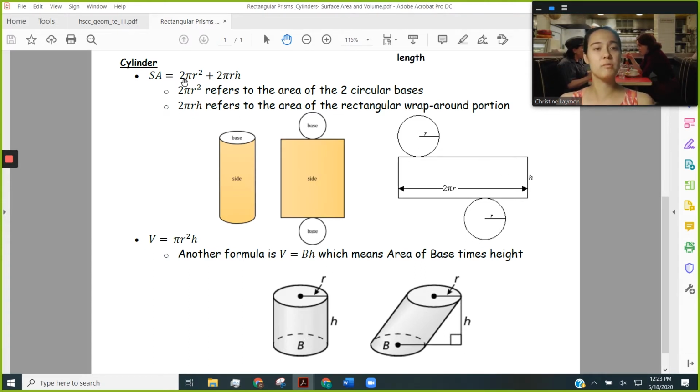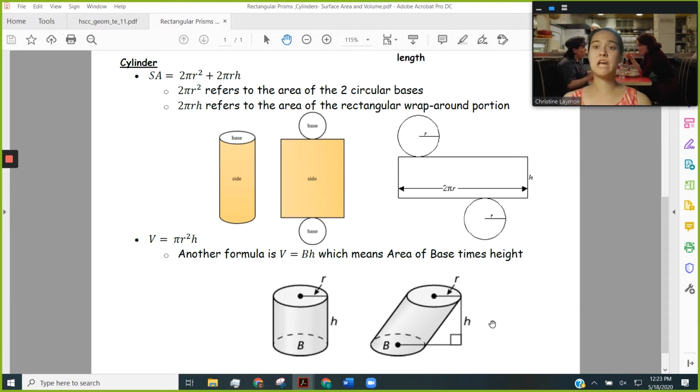So looking at that formula then, 2 pi r squared is because I have two circular areas. 2 pi rh is because I have circumference times height to get that rectangular portion. For volume, it's pi r squared h, and that tells us how much liquid I'm pouring into my can. Now, pi r squared, that's just the area of the base.